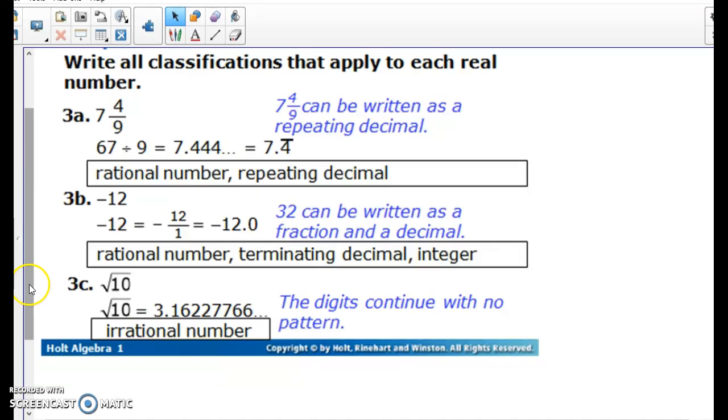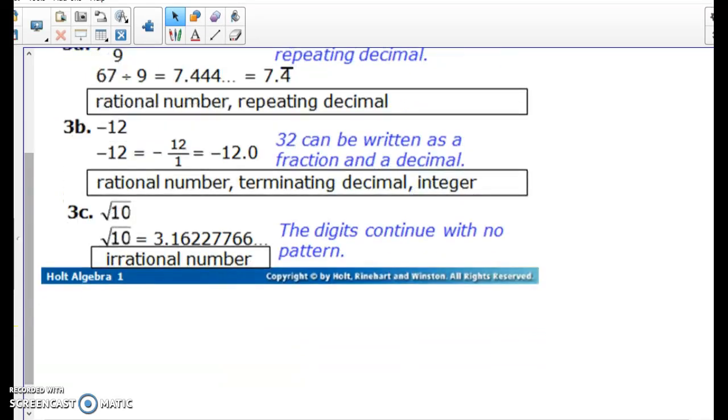Okay, and then square root of 10, well, it's not going to be a nice number like 1, 2, or 3. It's going to give us this big long decimal. So that is going to be an irrational number then.